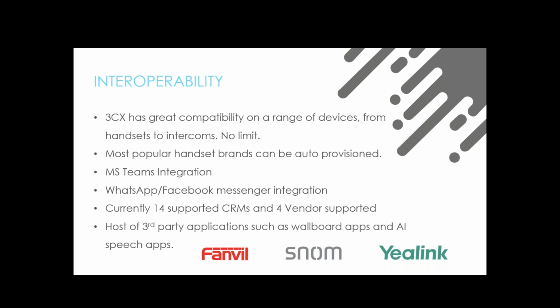There's also a lot of supported CRMs available, so 14 of them, and then there's 4 vendor supported ones. And then we've got a host of third-party applications, such as maybe a wallboard or an AI speech app that you can use alongside 3CX, so you're not locked down. You do have options for things like API. You can choose what you want to do and really get a bespoke system, especially for your enterprise level customers that require such a thing.